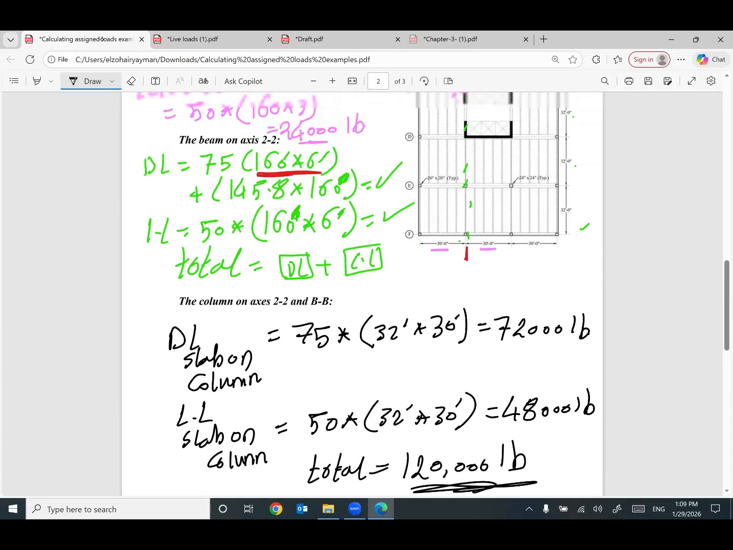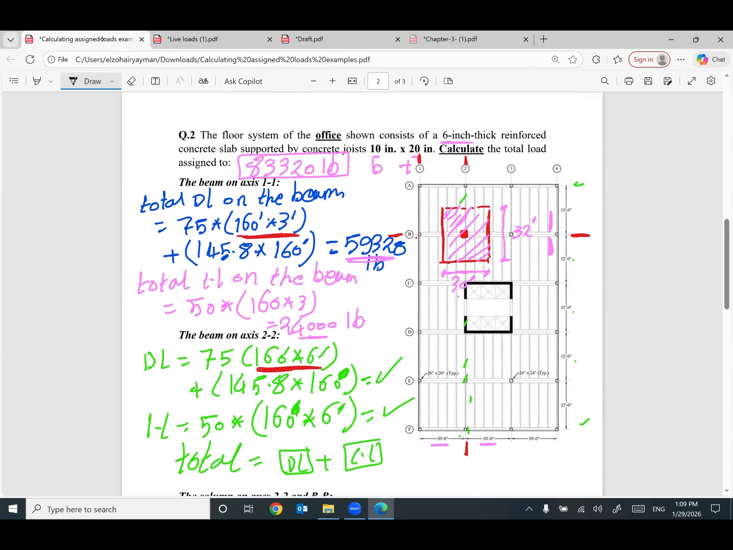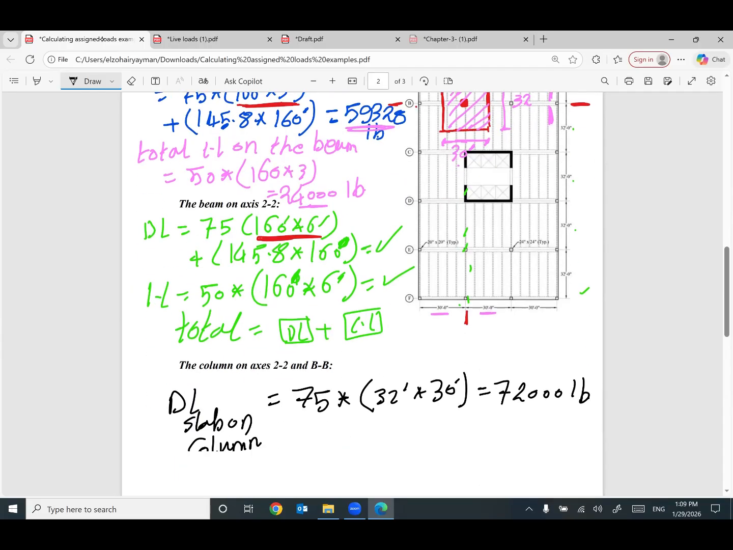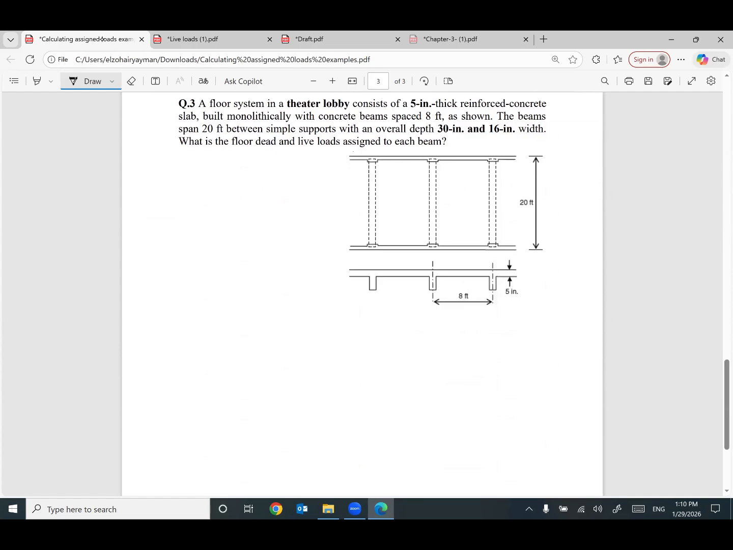So guys, it's very important to see in your calculations what is the area assigned to your element, whatever beam or column. The last example I would like to cover today is this example. It's the same idea, but we are talking here about the beam only. We are talking about the area assigned to the beam, no column. So I will start first.